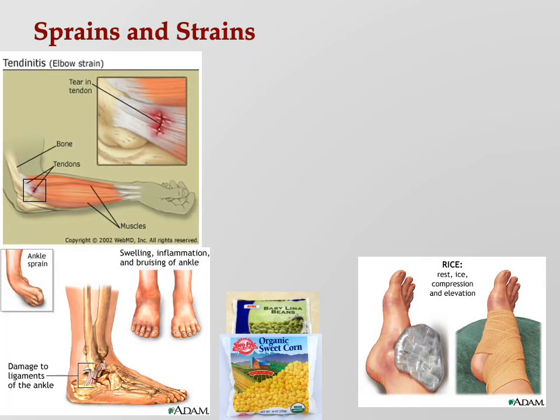Okay, let's talk about injuries to joints. So remember the difference between a ligament and a tendon? Yep. A ligament holds bone to bone. Tendons hold muscle to bone. That's going to turn out to be the key factor in differentiating a sprain from a strain. So let's take a look.